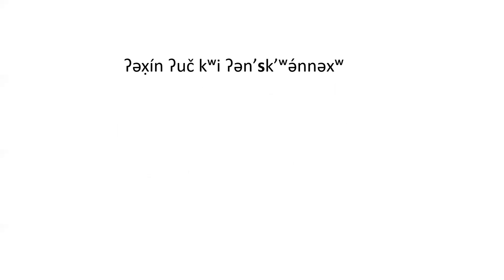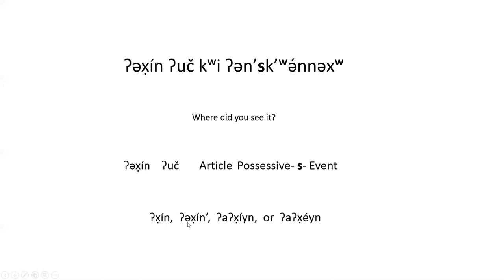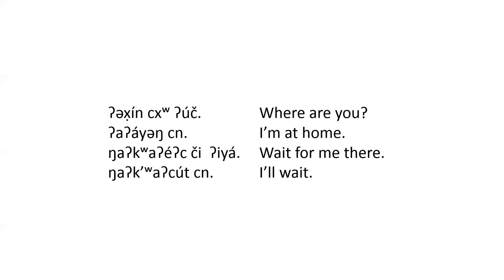Here is a pattern for asking the whereabouts of a particular event. Achein uch, your article, possessive. You have to add your S prefix. And then your event. Achein is also often pronounced achein, or achein.